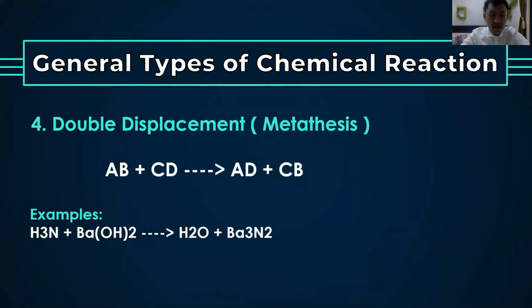The fourth and last type of general types of chemical reaction is double displacement, also known as metathesis, which uses the formula AB plus CD yields AD plus CB. An example of double displacement is H3N plus Ba(OH)2 yields H2O plus Ba3N2.